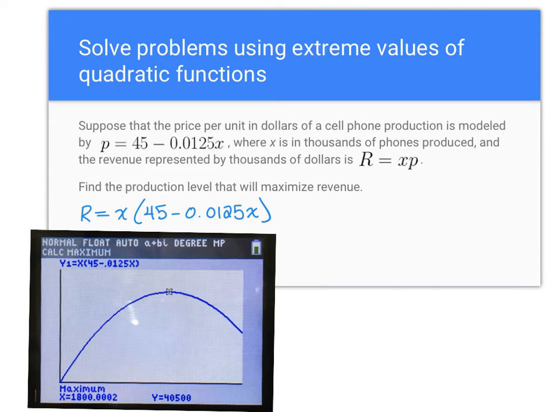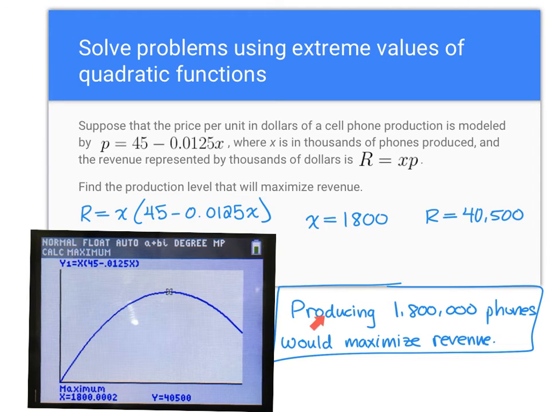So we're told that the production level that maximizes revenue is when X is 1800. That max revenue is when the R is 40,500. So it's not asking for maximum revenue, which we would use this to get. It's asking for the production level. So that's when X is 1800, but how is X measured? X is measured in thousands of phones produced. So it's this times 1,000.